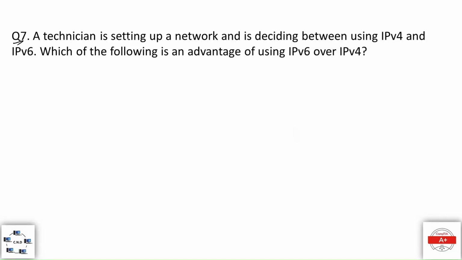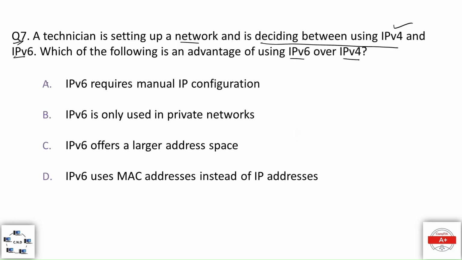Question number 7. A technician is setting up a network and is deciding between using IPv4 and IPv6. Which of the following is an advantage of using IPv6 over IPv4? And the options are option A, IPv6 requires manual IP configuration. Option B, IPv6 is only used in private networks. Option C, IPv6 offers a larger address space. And option D, IPv6 uses MAC addresses instead of IP addresses.